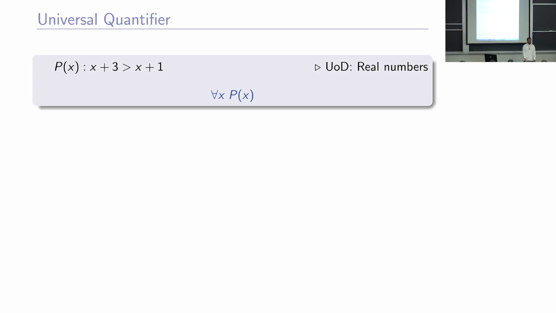Why is it true for 0.1? Yes, because 0.1 plus 3 equals 3.1, which is bigger than 0.1 plus 1, which is 1.1, right? So, 3.1 is bigger than 1.1, that's why it's true. Is it true for negative 10.7? No? Yes or no? It's not true for negative 10.7?